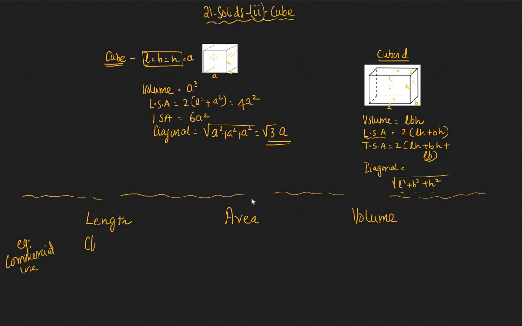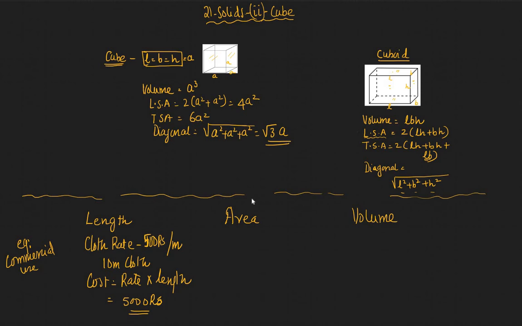A cloth rate is defined as, let's say, 100 rupees or 500 rupees per meter, right? So if you want to buy 10 meters of cloth, it will cost you rate into length. So you need to know the length here, and that will be 5,000 rupees, right? For 10 meters of cloth.